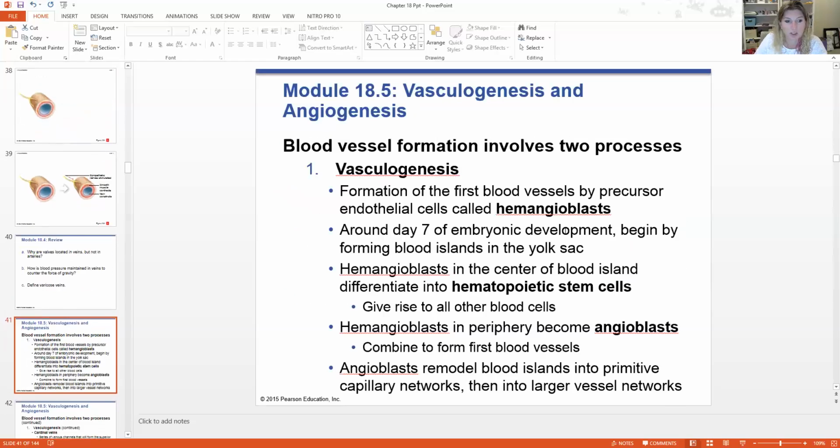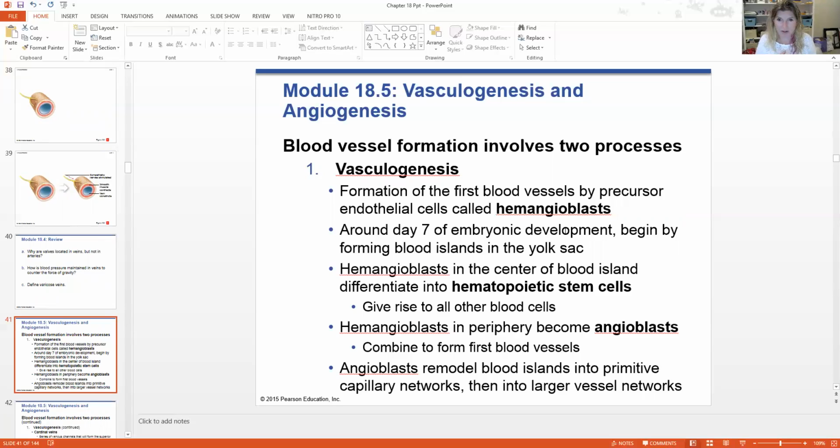We're going to continue on with how vessels are created, blood vessel formation. It's a process that involves vasculogenesis. Vasculogenesis is when the first blood vessels are forming. Hemangioblasts are the cells that create these endothelial cells.